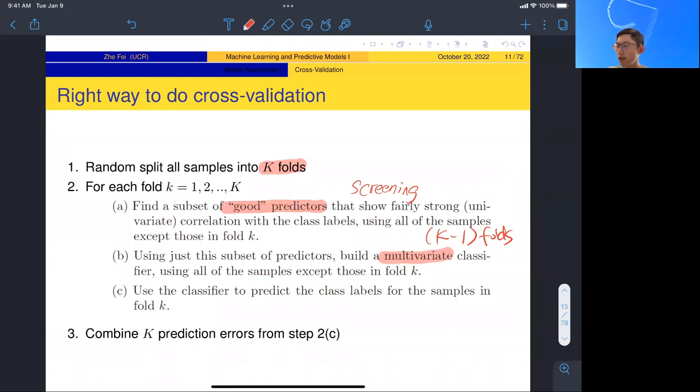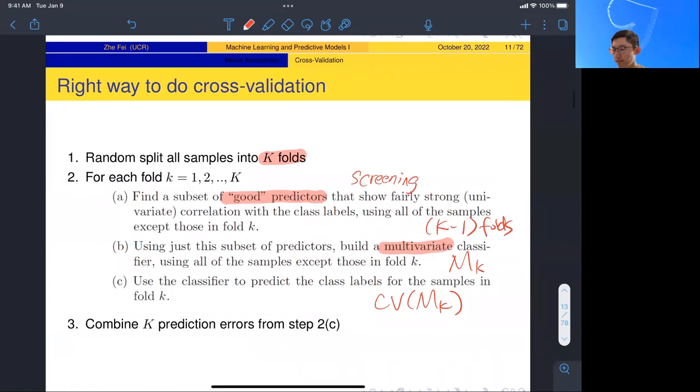At the end of step 2B, you get your model MK. Then you use model MK to predict the class labels for the samples in fold K. In other words, it's the cross-validation step: you calculate the cross-validation error using your model MK. This way, you keep your screening after the k-fold split, and that's the right way to do it.